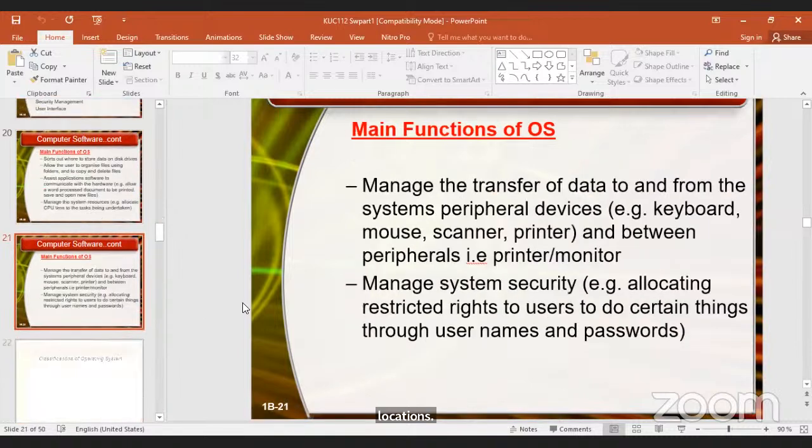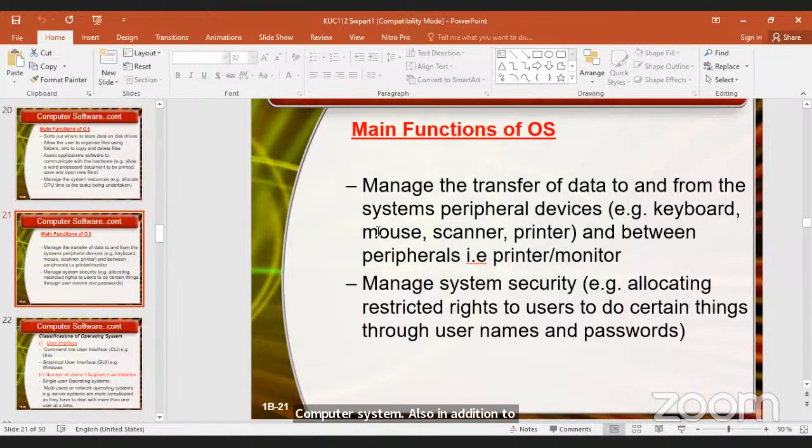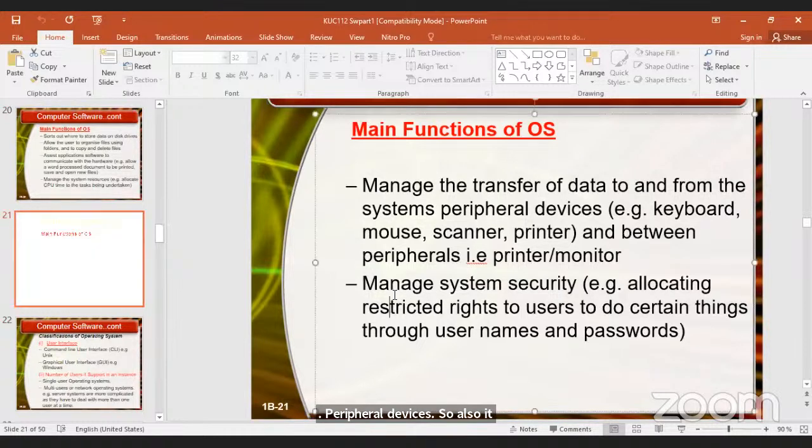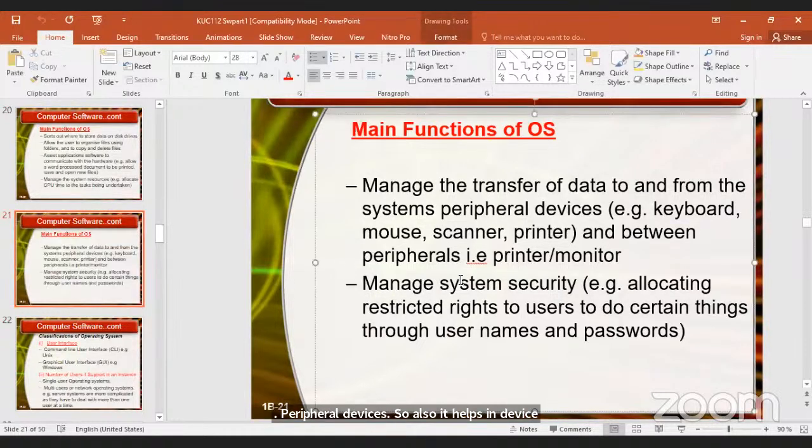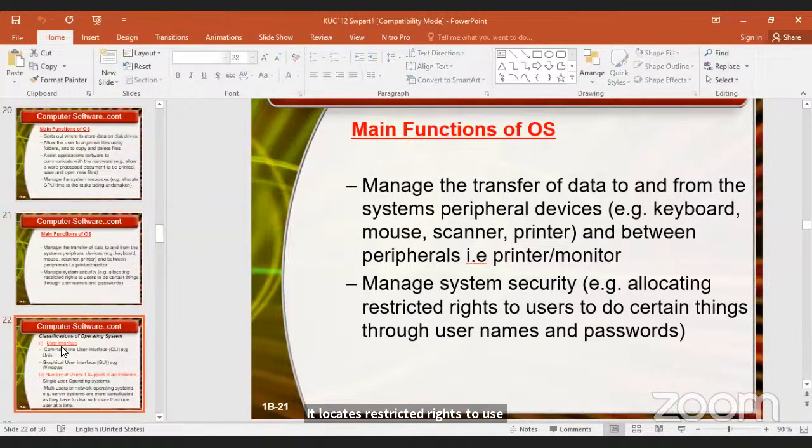Also, in addition to that, it also manages the transfer of data. This also deals with the memory management. It also manages the transfer of data from the system peripheral devices. So also it helps in device management. It also provides system security, as we said earlier on. It allocates restricted rights to users to do certain things through usernames and passwords.